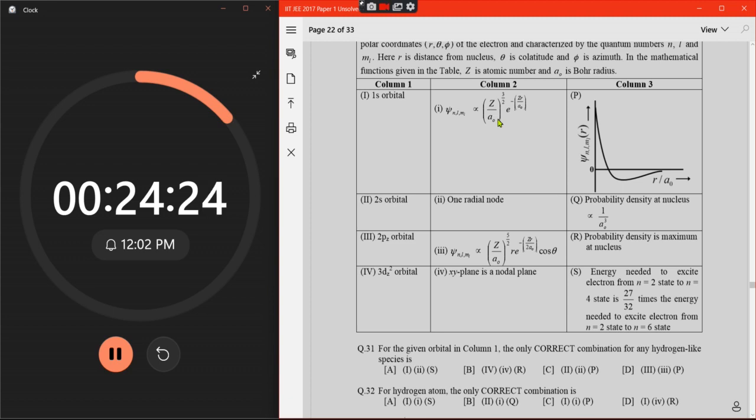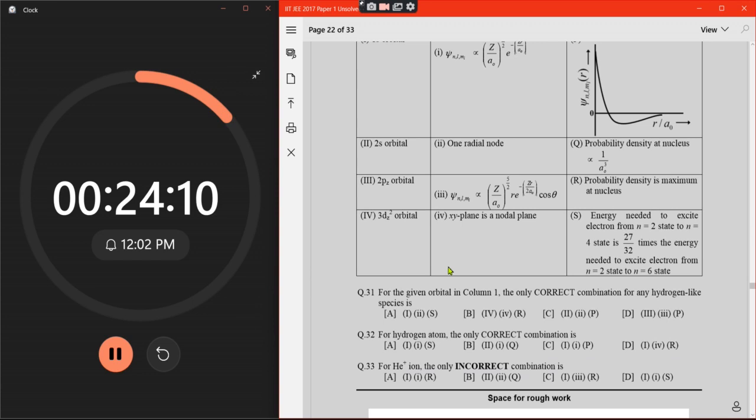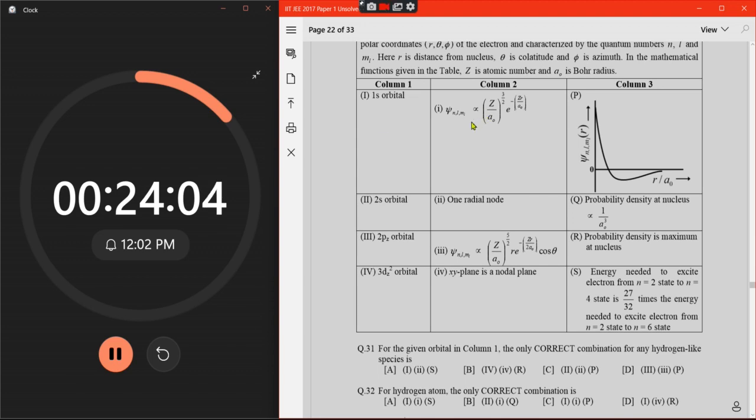Z upon a. Wait, what is this thing? Okay, that's r over there. Fine. Guess this could work. One radial node. No node. कोई radial node नहीं इसमें. XY plane is a nodal plane. No. So one का 2 या फिर 3 या फिर 4 तो नहीं हो सकता. In that case it can only be 1, right? Yeah. So इसका 1 आएगा because कोई और तरीका नहीं है.